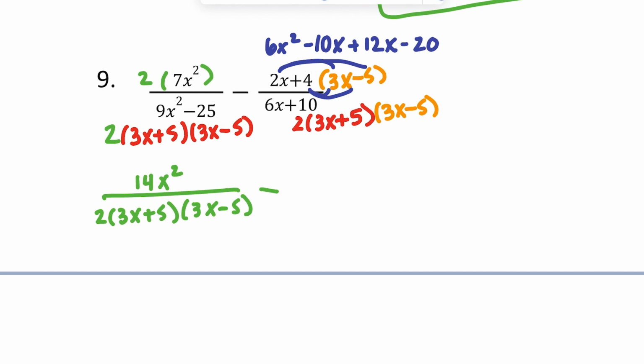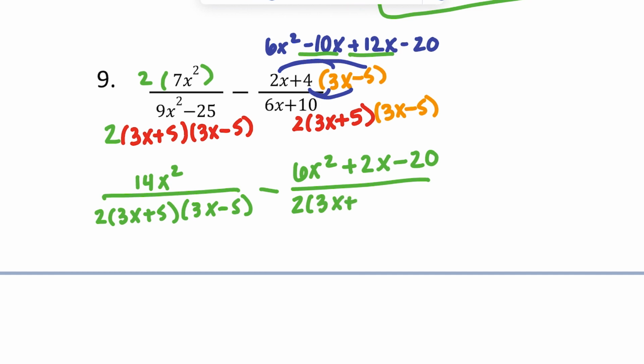I didn't write it down here yet because I know that we're going to have to combine some like terms. We've got negative 10x and 12x. That would give us positive 2x. So we get 6x squared plus 2x minus 20 over the common denominator, 2 times 3x plus 5 times 3x minus 5.